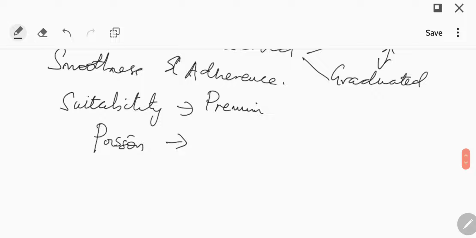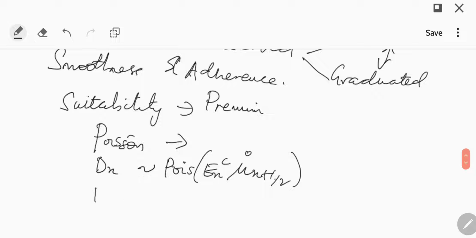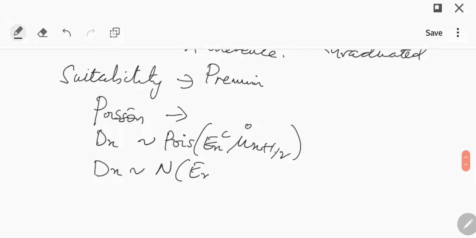So I want to compare under the assumption that the deaths follow a Poisson distribution with the central exposed to risk multiplied by graduated mu x plus half, or the deaths will approximately follow a normal distribution with mean central exposed to risk times mu x plus half, which is graduated, and the variance, which is also the central exposed to risk times graduated mu x plus half.